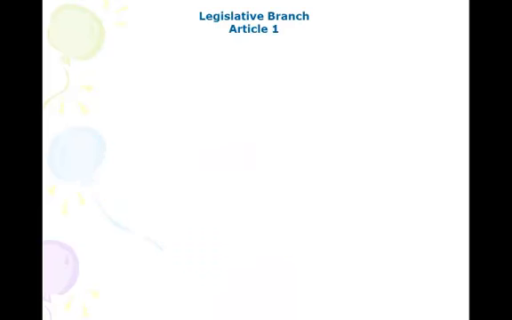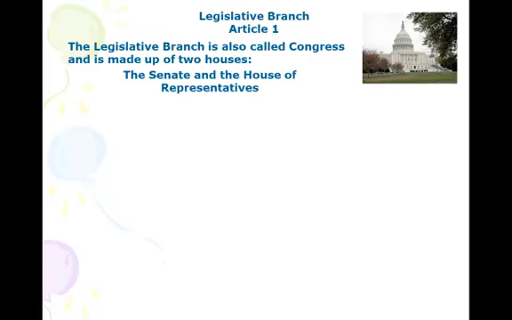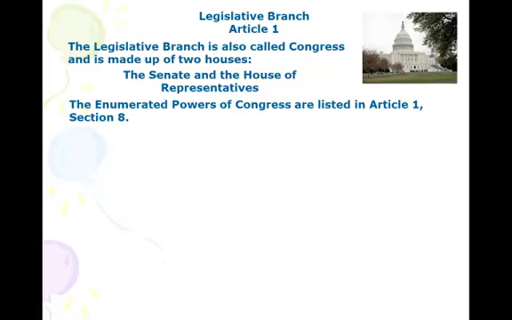Article 1 of the Constitution discusses the legislative branch, also known as Congress. It's made up of 2 houses. The upper house is the Senate, and the lower house is the House of Representatives. The enumerated powers of Congress are listed in Article 1, Section 8.